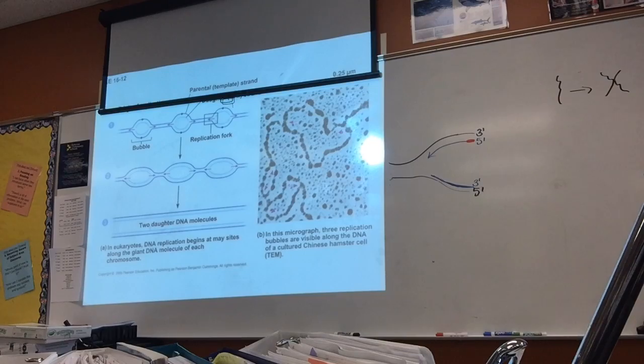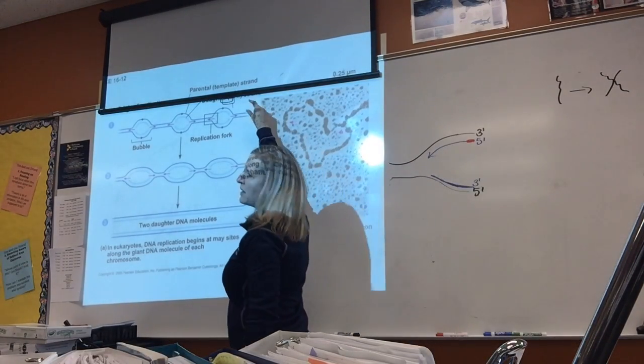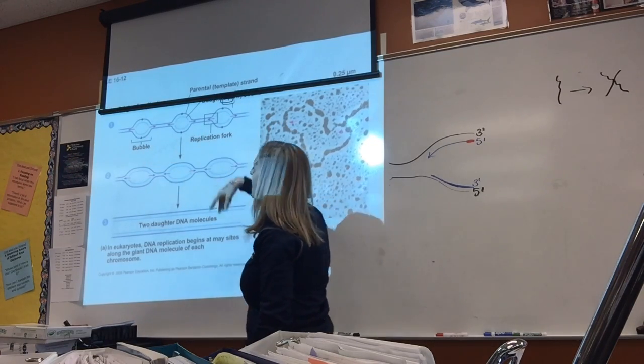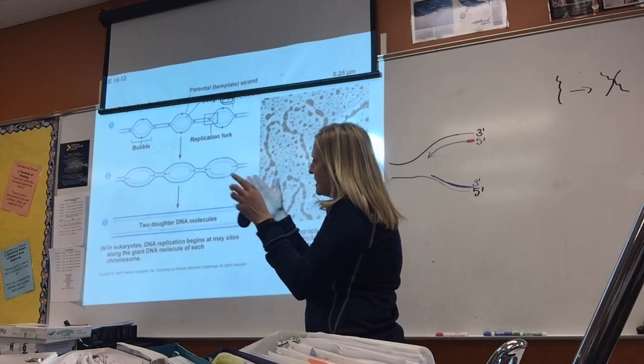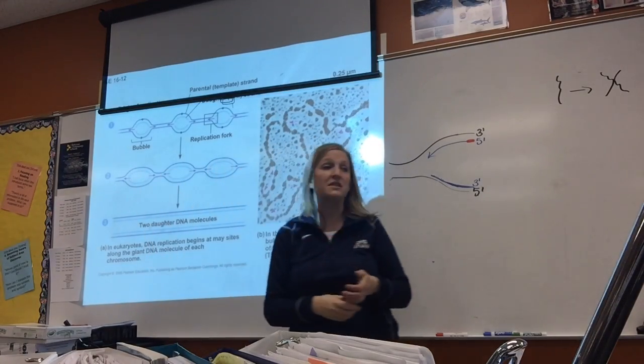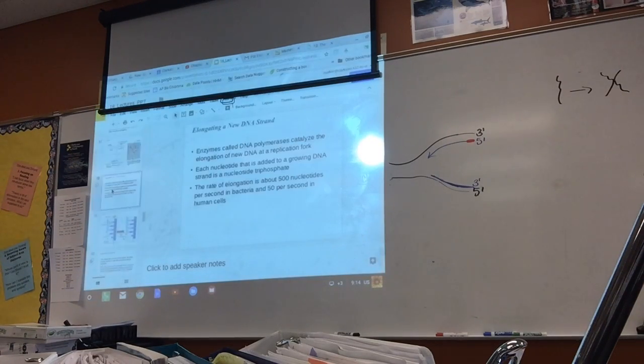So what this does is speed up replication for us. It would take a lot longer for DNA to replicate if you started at one end and just moved to the other end, all right? So by opening up the DNA in several spots and moving in both directions and allowing those to meet, it makes it happen a lot quicker, all right? All right, so that is replication in a nutshell.